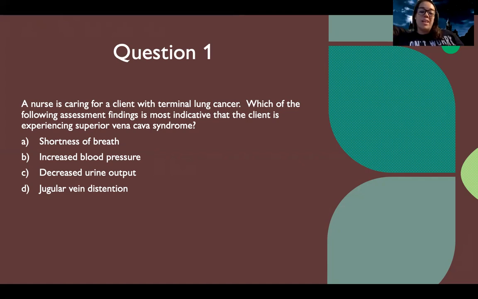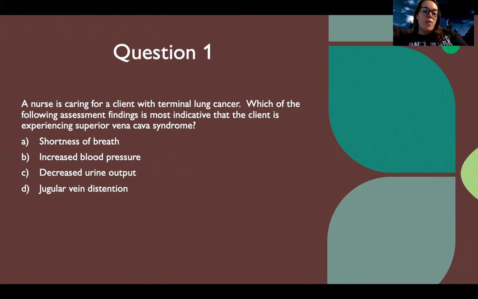But this question seems like it's two separate things. Hey, this client has lung cancer. They may have superior vena cava syndrome. How are you going to know as the nurse? It's not even asking what is a symptom of superior vena cava syndrome. It's saying what is most indicative. So this is asking which of these answer choices is most closely tied or connected to superior vena cava syndrome.